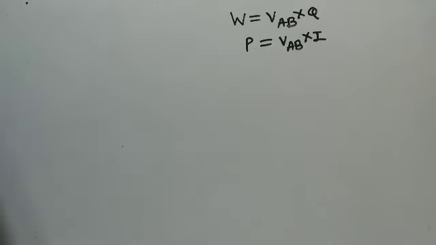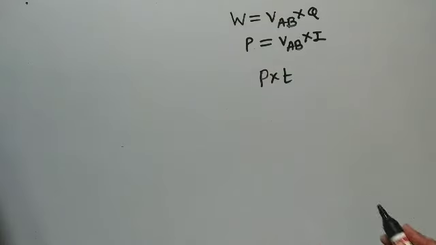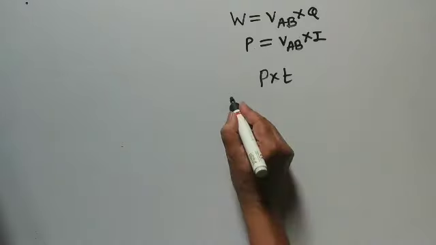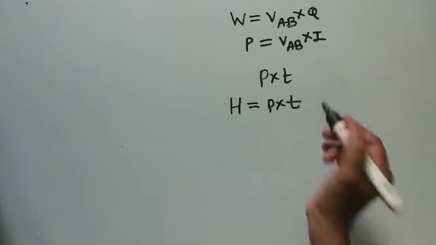The source of energy, the cell, gives in time t the energy P into T to the resistor. If I is the current flowing continuously through the circuit, then the heat produced in the resistor in time t, H, that means heat, is equal to P into T.